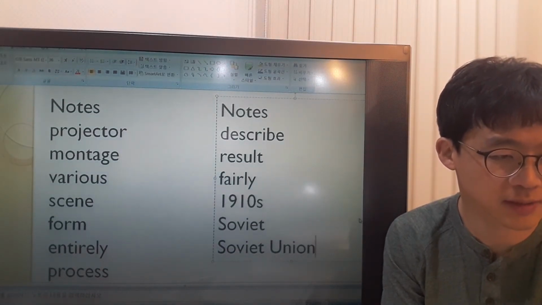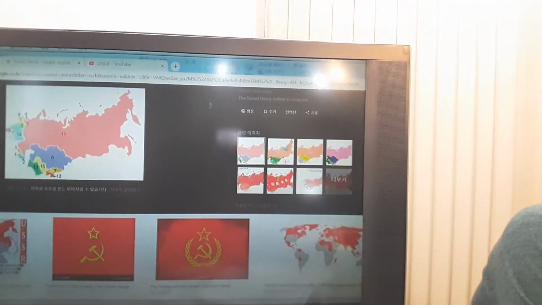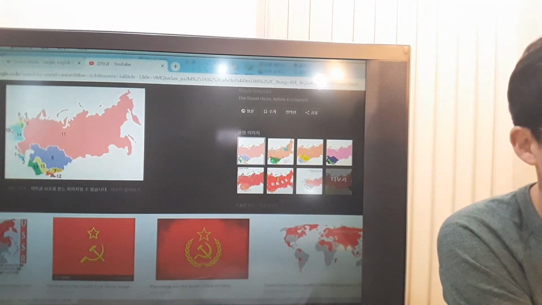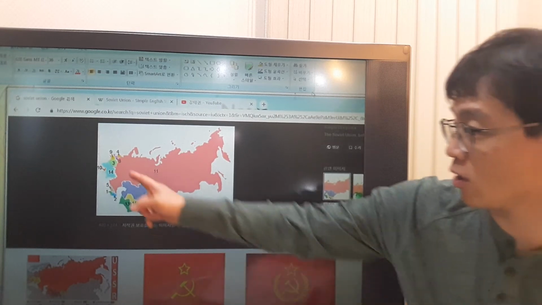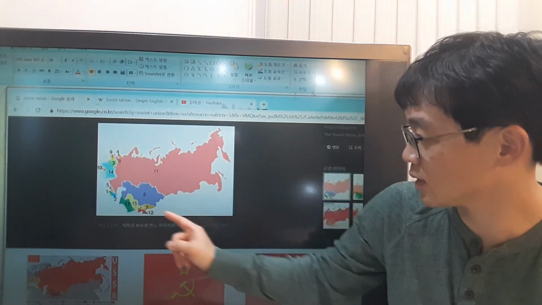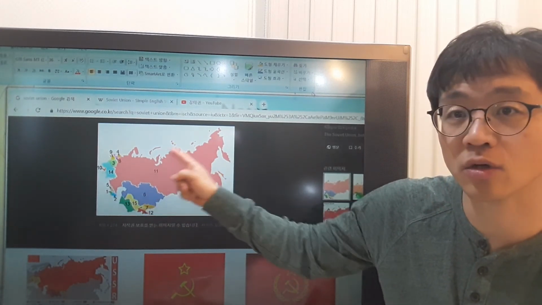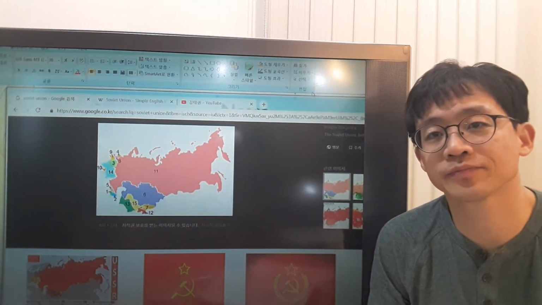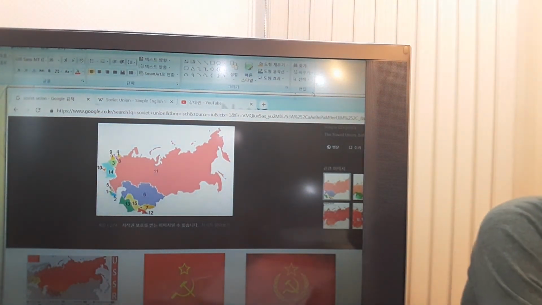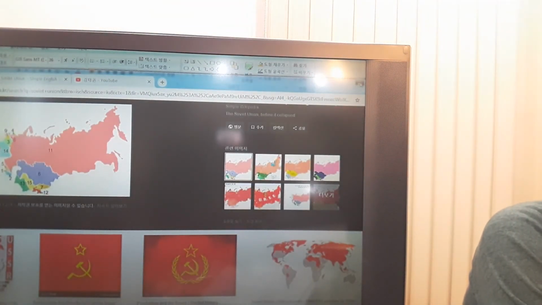Do you understand? So let's see how it looked. Soviet Union. Can you see this picture right here? Hold on. This whole part, okay, Eastern Europe and this is the north of Asia. This whole area was the Soviet Union. Okay. USSR.